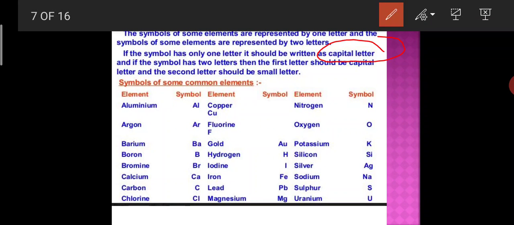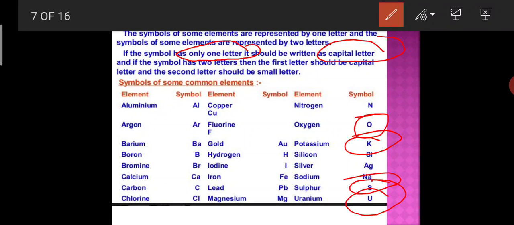If the symbol has only one letter, it should be written as a capital letter. For example, oxygen is capital O, potassium is capital K, sulfur is capital S, and uranium is capital U. In the same way, carbon, boron, hydrogen and iodine should also be written with a capital letter.